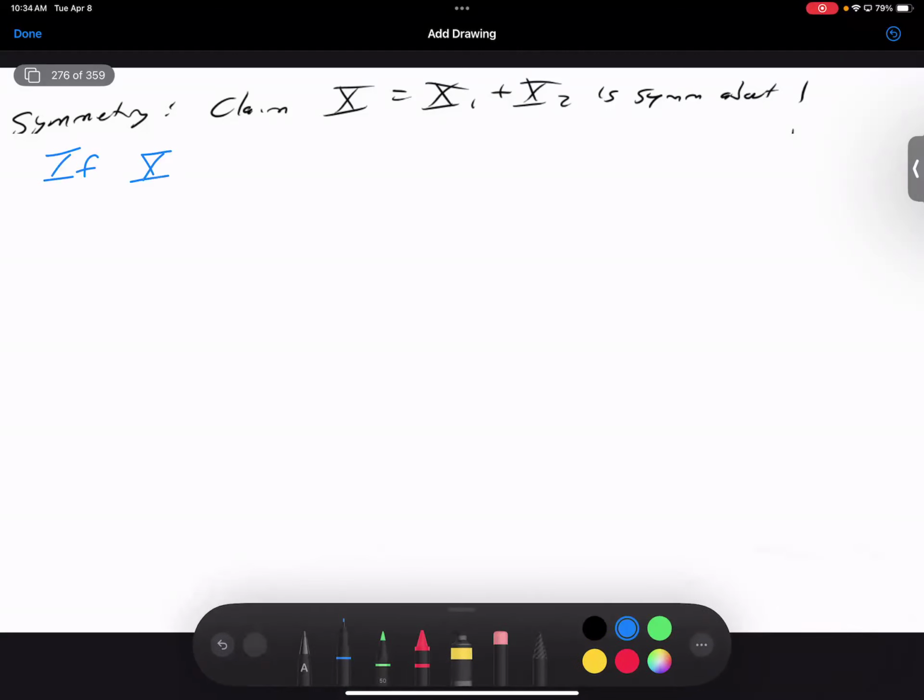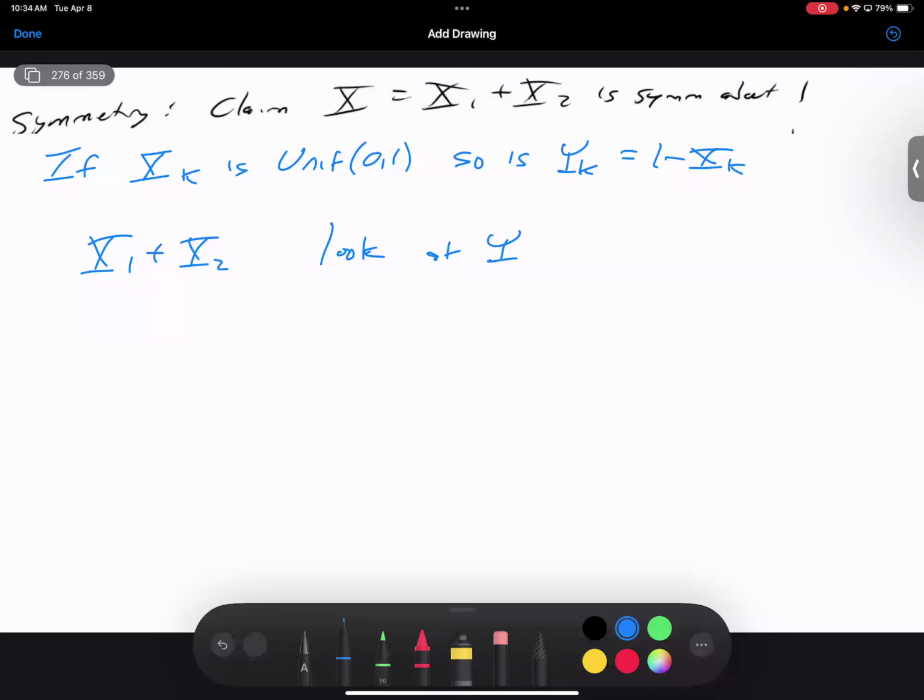And so here's the quick proof. If xk is uniform 0, 1, so is yk, which is 1 minus xk. And so instead of looking at x1 plus x2, I could look at y1 plus y2, which is going to be 2 minus x1 plus x2.